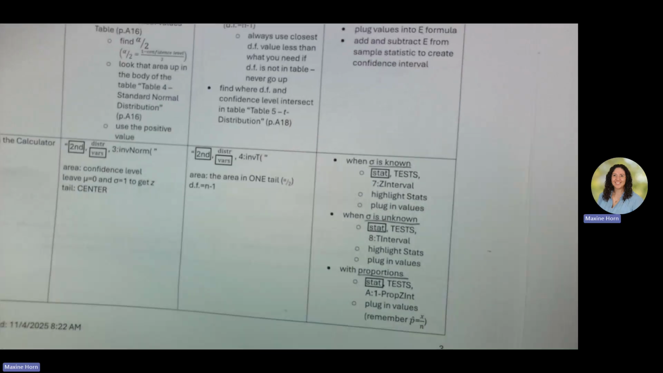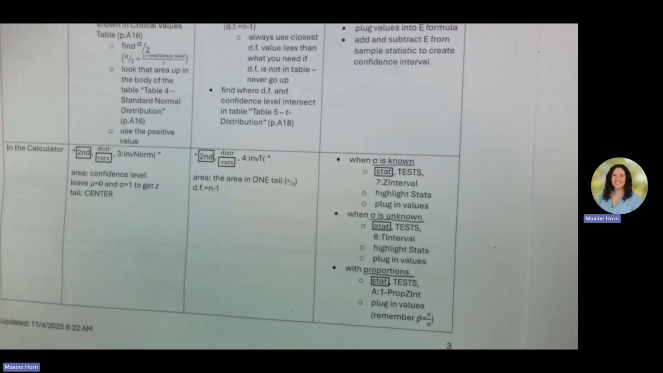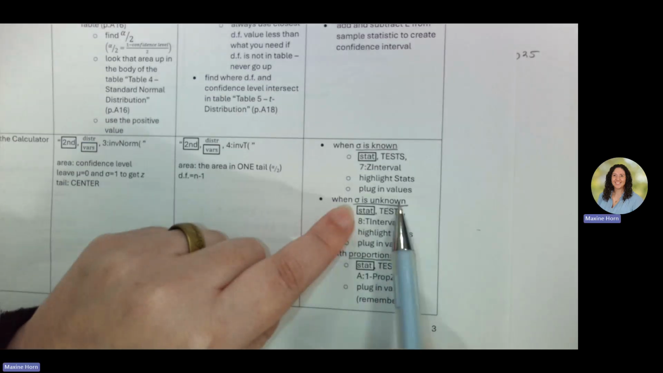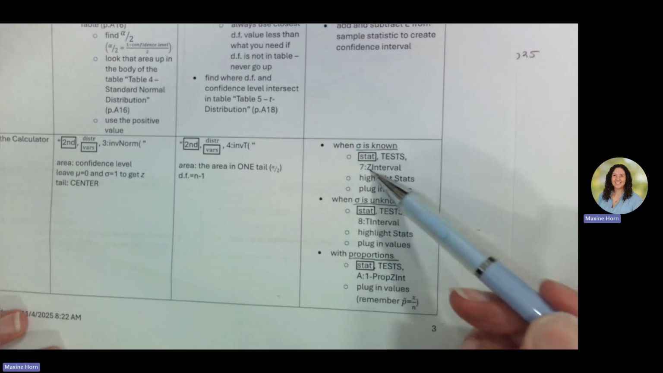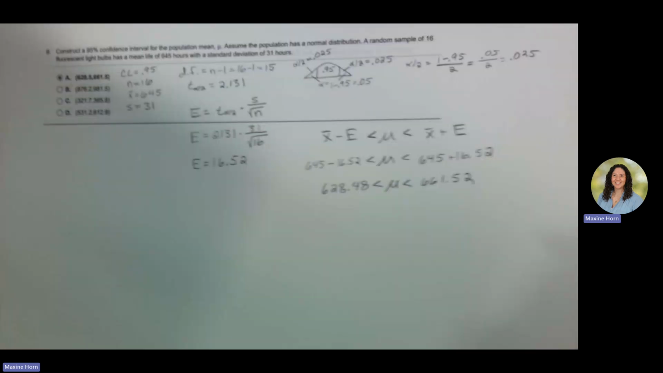Okay, so now, what if I wanted to make that whole thing in the calculator? I can do that, right? I can find the whole confidence interval in the calculator. We don't know our population standard deviation. So instead of stat test Z interval, we're going to do stat test T interval, right? Because this is not a Z score, it's a T score. Okay, so let's see what that looks like.